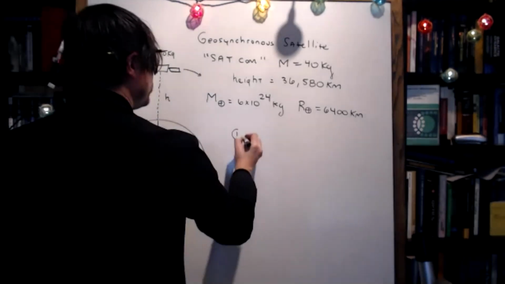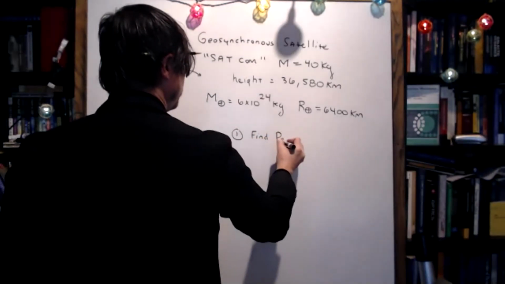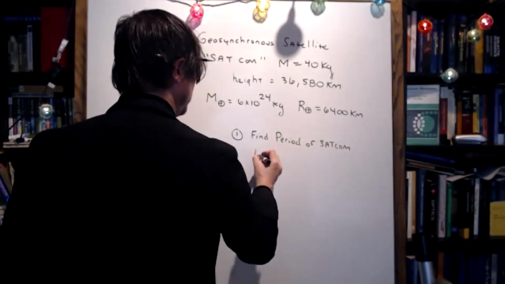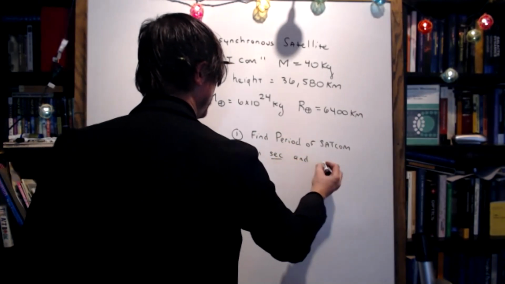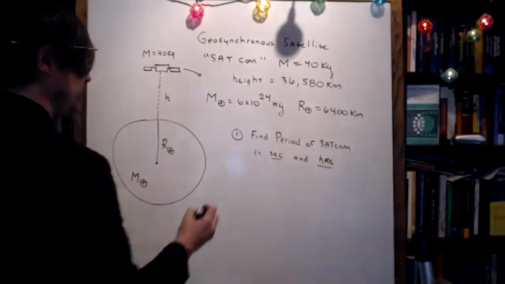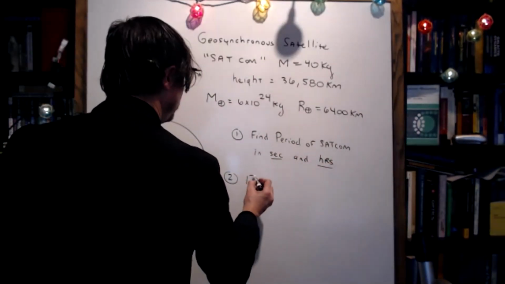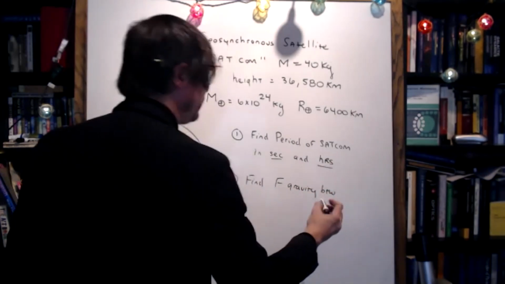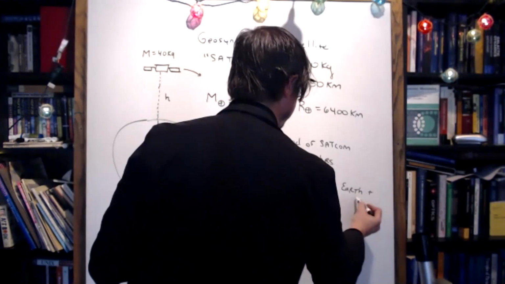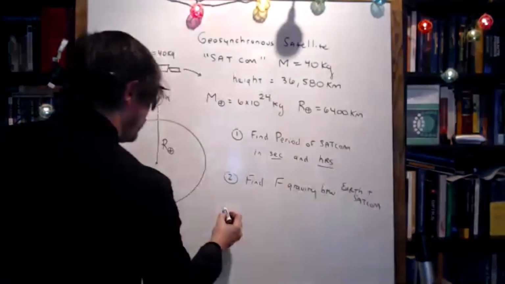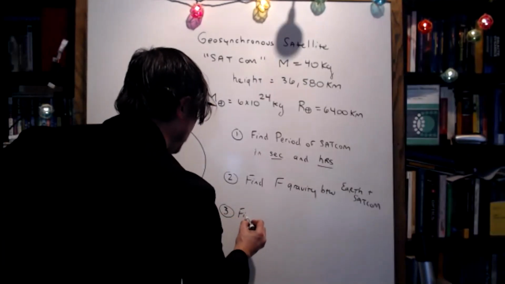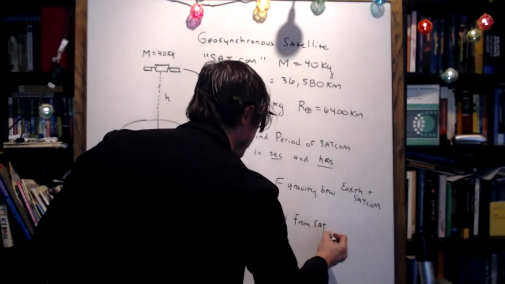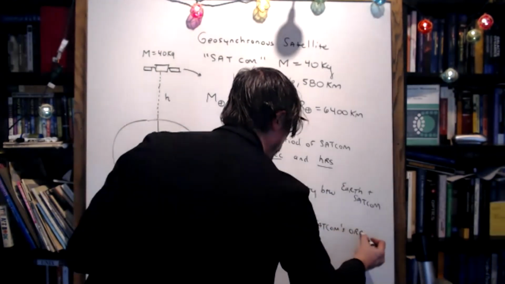Okay. 3 questions. 1, find the orbital period of SATCOM in seconds and in hours. 2, find the force of gravity between Earth and SATCOM. 3, find the escape velocity from SATCOM's position, from SATCOM's orbit.